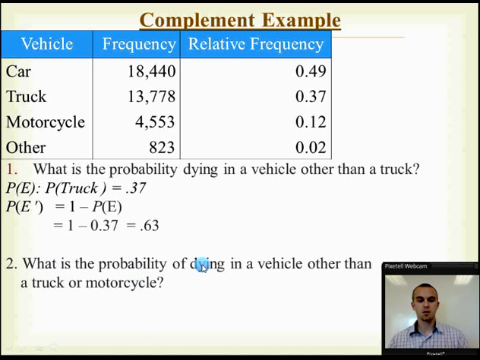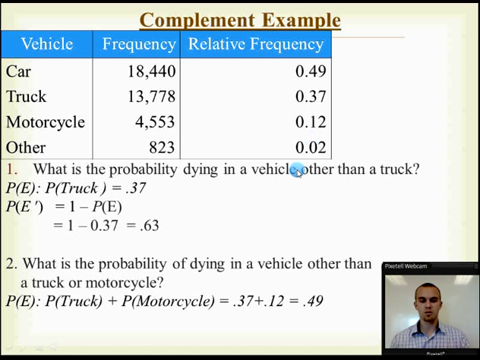Say I want to know what's the probability of dying in a vehicle other than a truck or a motorcycle. Well, I have to first say truck or motorcycle would be these two, which is the 0.37 and the 0.12, which gives me 49 hundredths. So if I'm looking at the probability of everything else, I would do 1 minus this probability, which is 51 hundredths.